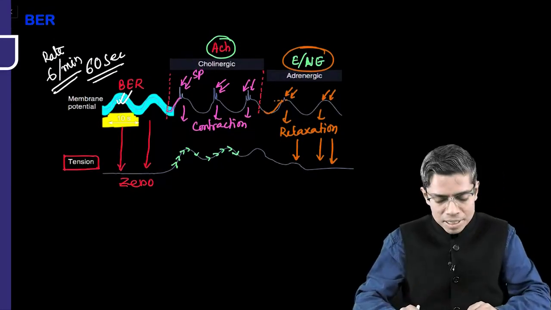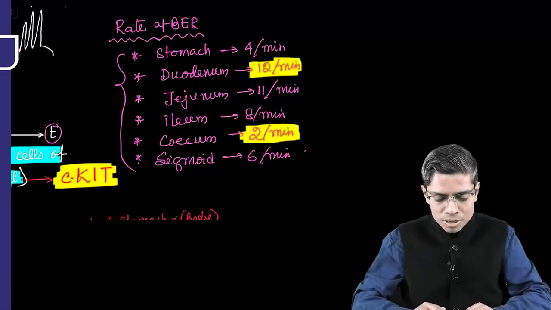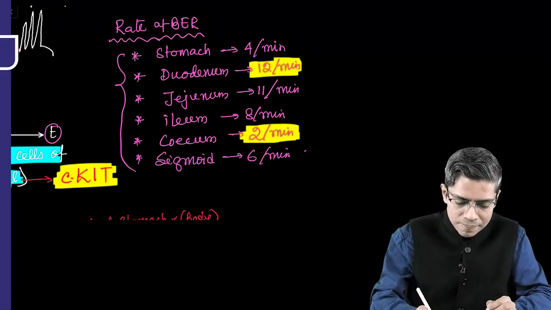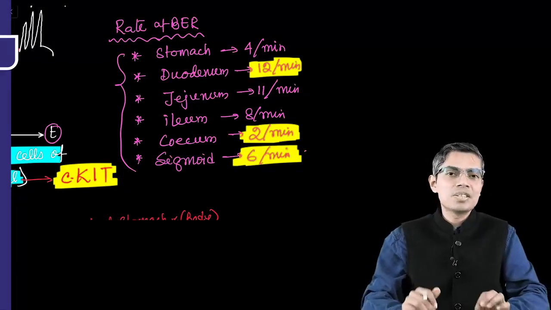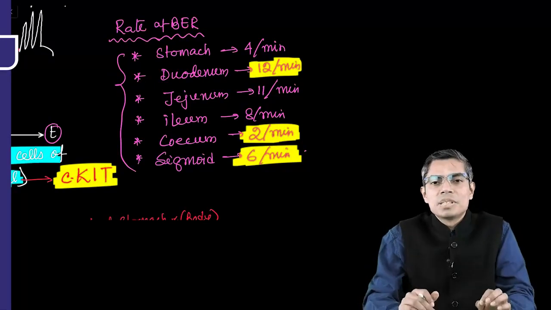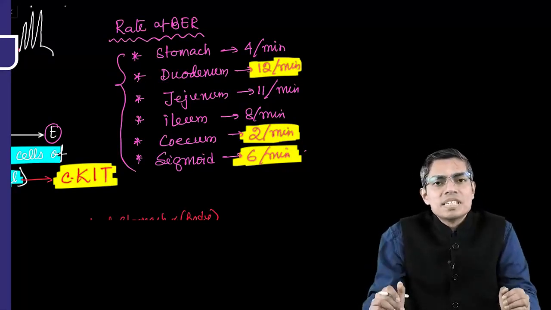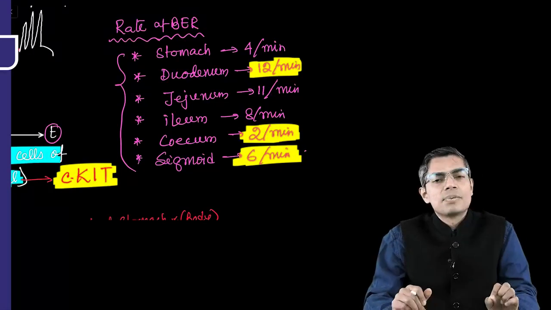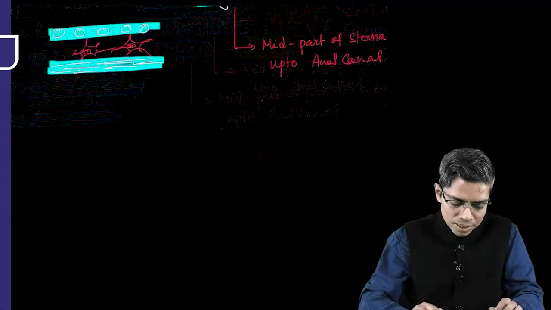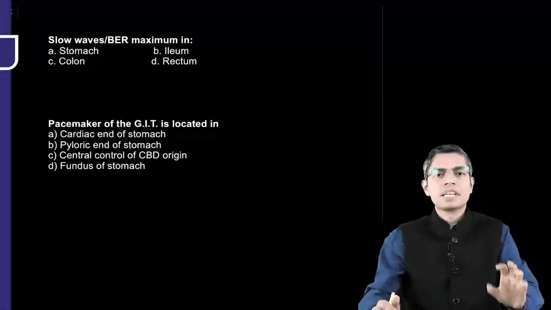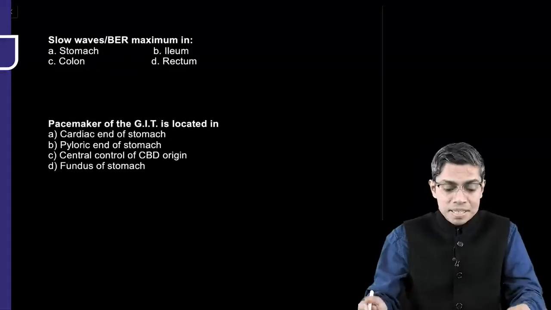6 per minute BER rate means which part of the GIT you have isolated, as you can find out from here, that the sigmoid colon has a rate of 6 per minute. So in this way, you can identify from the BER which part of the GIT has been isolated for the experimental purpose, right? So this is all about the BER. Let's look at MCQs regarding this BER only.